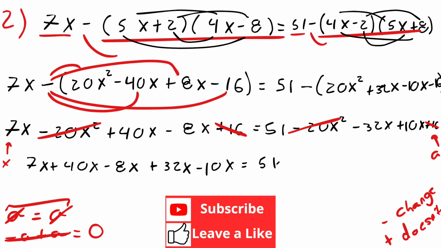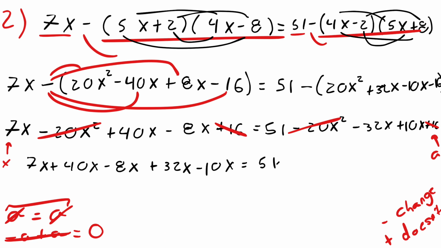51 stays like that. When you do the operations on one side of the equality, on the left side, what does that give you? It gives us 61x. And on the other side, well, 51. X is equal to 51 over 61, correct?